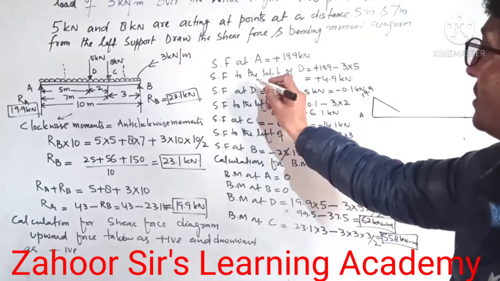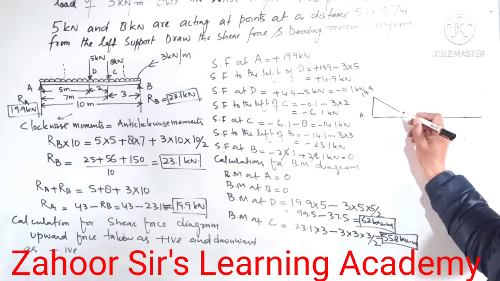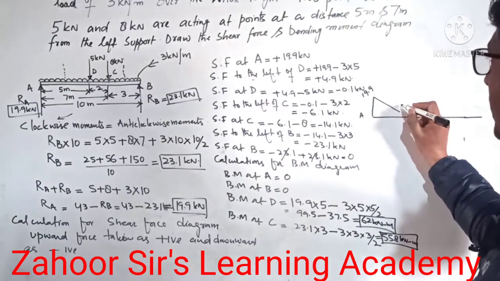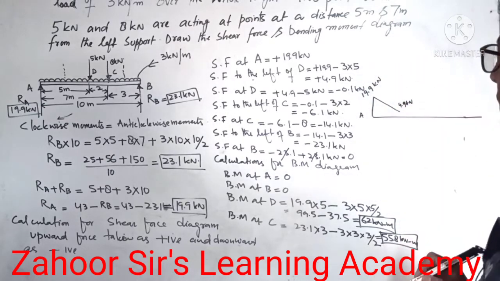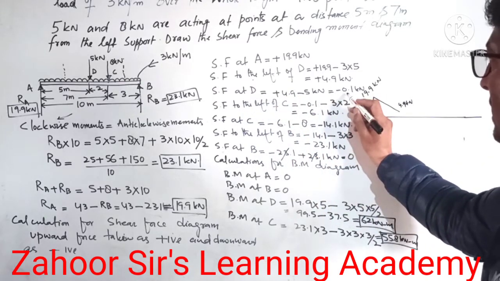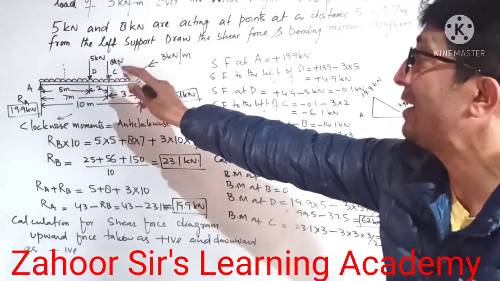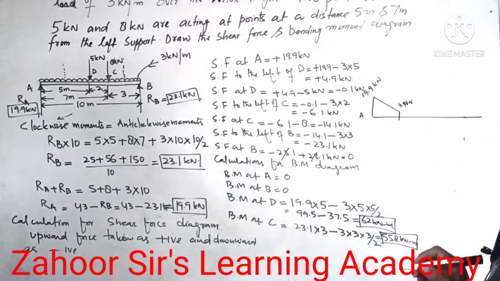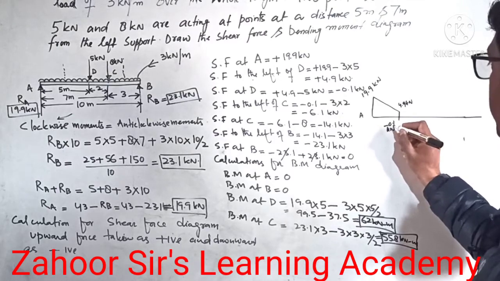Because this was the UDL, it needs to be shown by means of an inclined line in the SF diagram. So I have drawn the inclined line. The magnitude here is 4.9 kilonewton. Then SF at D goes in minus 0.1. This is the point load, the 5 kilonewton point load, so we have to show this with a vertical line. So this is minus 0.1 kilonewton.